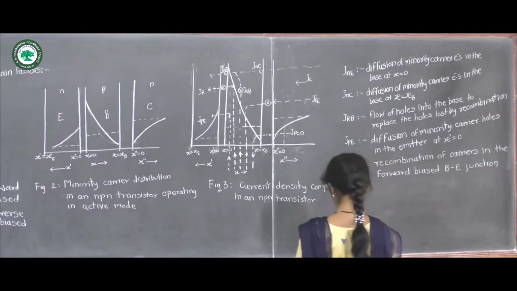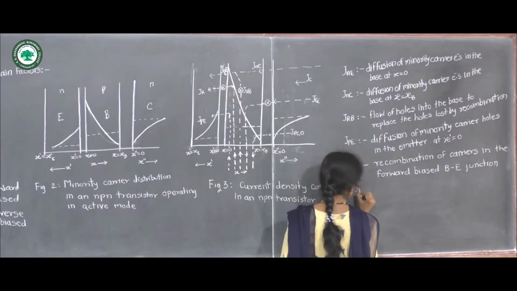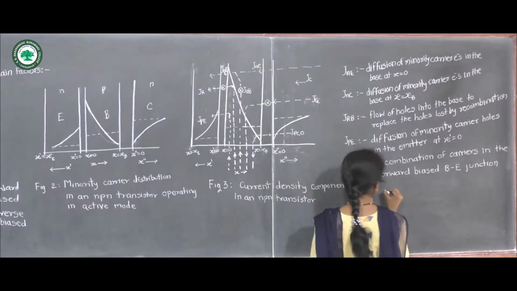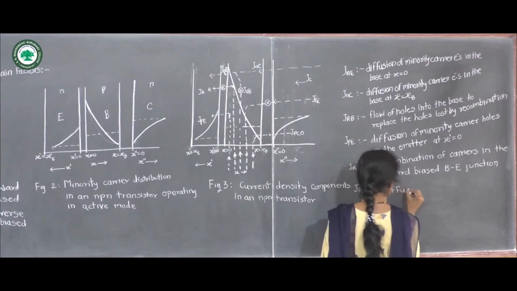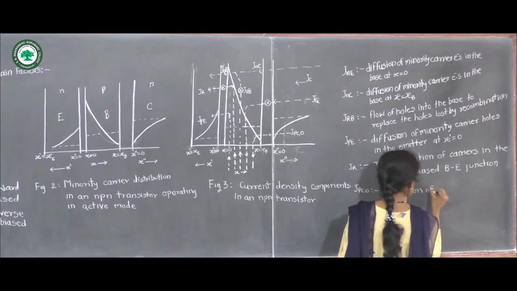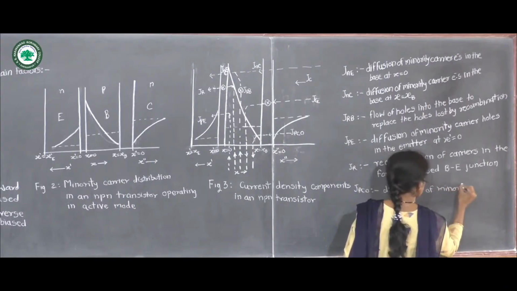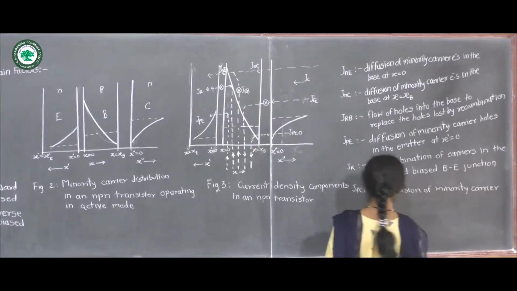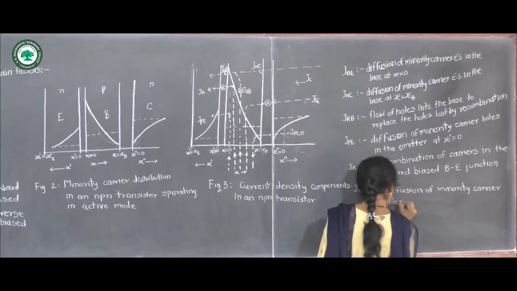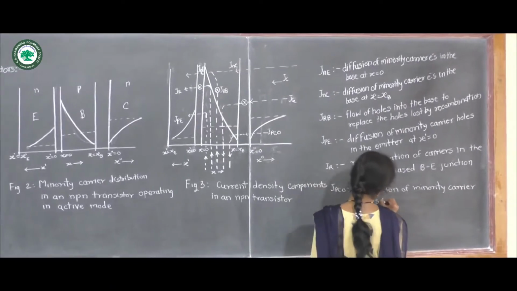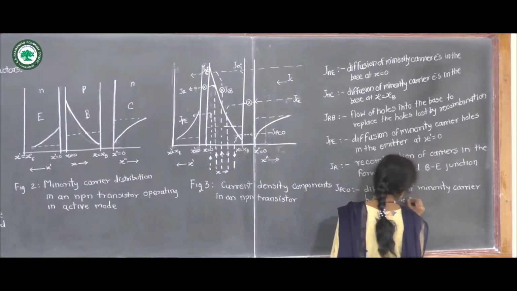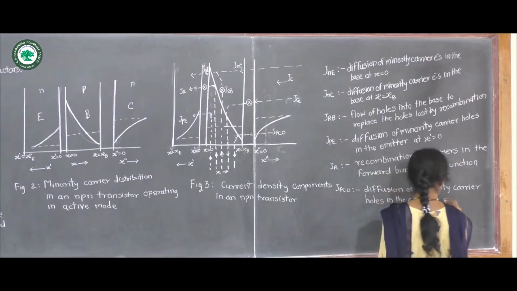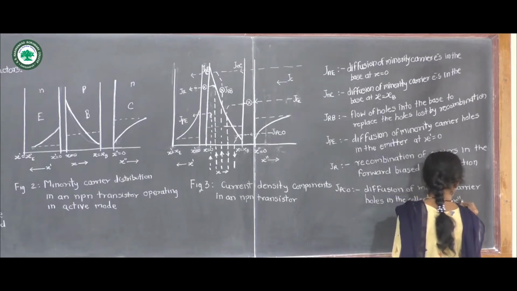Again, the next current component is JPCO. So JPCO is the current density due to diffusion of minority carrier holes in the collector at x double dash equal to 0.